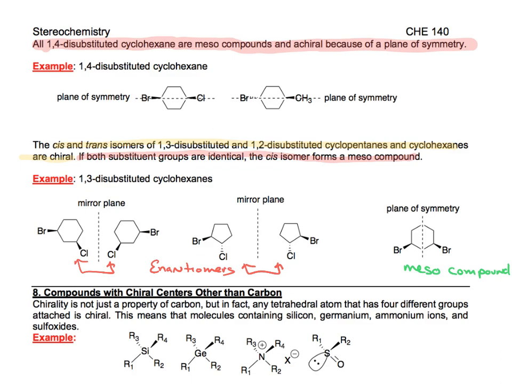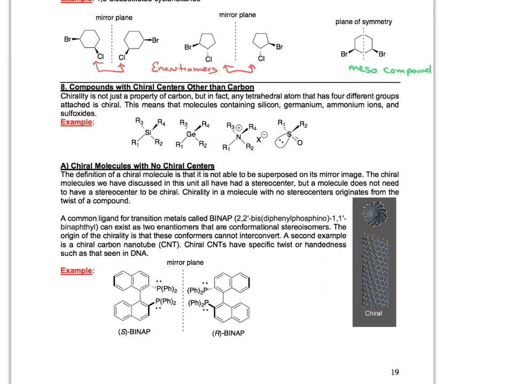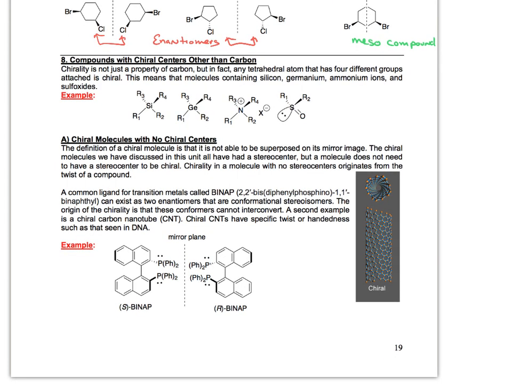So as I said before, there are actually compounds out there, atoms out there, that have chiral centers other than carbon, and there are chiral molecules out there that have no chiral centers. So, some examples. Here we've got silicon. Silicon is right underneath carbon on the periodic table. It can form 4 bonds, and if it's got 4 different things attached to it, so here R1, R2, R3, and R4, they're all different.